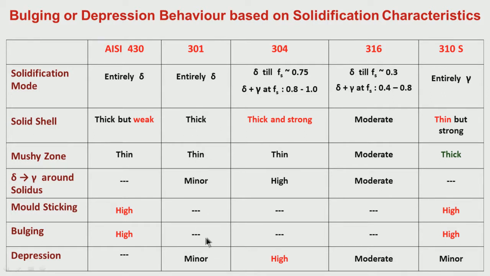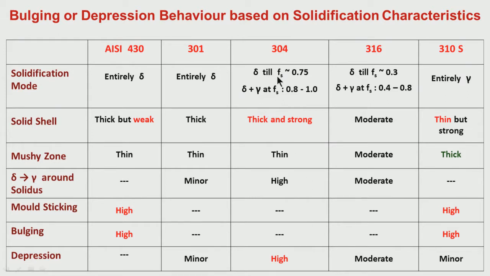Here also the tendency of mold sticking and bulging is not there, but there is a minor depression, because of the delta to gamma transformation towards the end of solidification. It is almost negligible. In 301 there was no depression at all, here it is very minor. But 304 is like our 0.1% carbon steel.